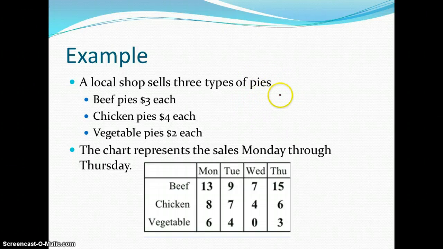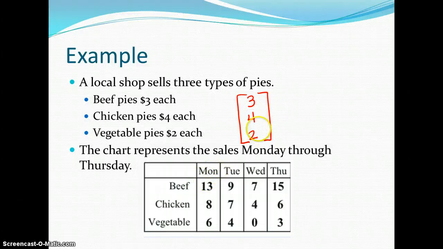A local shop sells 3 types of pies. Beef pie is $3, chicken pie is $4, the vegetable pie is $2 each. So what I'm going to do is place that into, and actually I'm going to make this a tall matrix, and we'll talk about why later on. I'm going to put each of those entries into a matrix. So matrix, just a set of numbers aligned in horizontal rows and vertical columns. So that's one of my matrices.